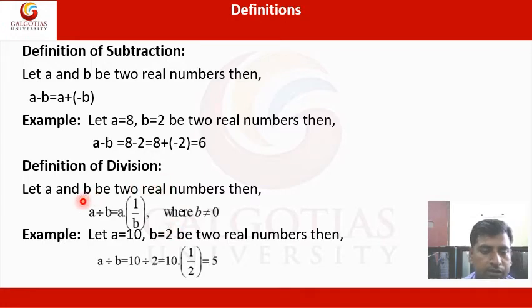The definition of division is: let a and b be two real numbers, then a divided by b equals a into 1 upon b, where b should not be 0. Why should b not be 0? Suppose that b equals 0, then this result will be infinite. For example, let a equal to 10 and b equal to 2 be two real numbers, then a divided by b equals 10 divided by 2. That means 10 into 1 by 2, that will be 5. So division is nothing but multiplication by the reciprocal.